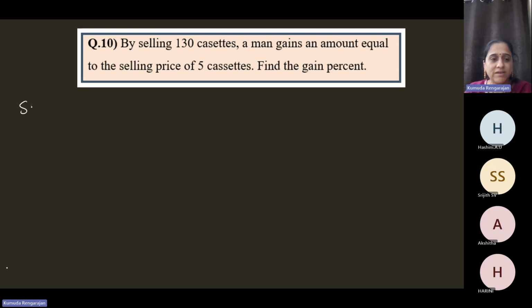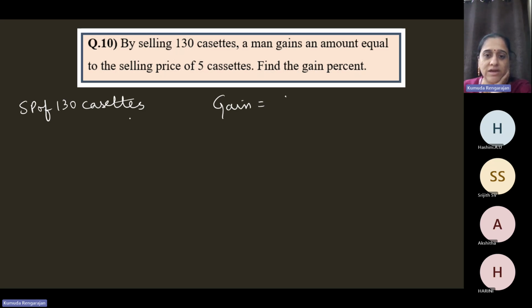Okay. So selling price of 130 cassettes. A man gains an amount equal to, so gain is equal to SP of 5 cassettes. This is the spelling for cassettes, here one S is missing.